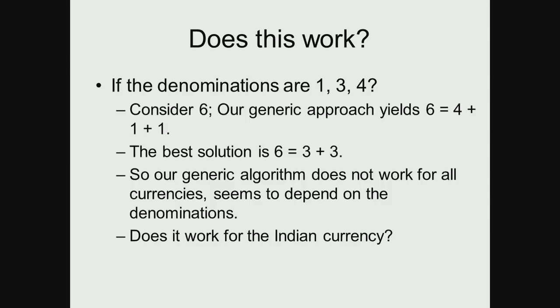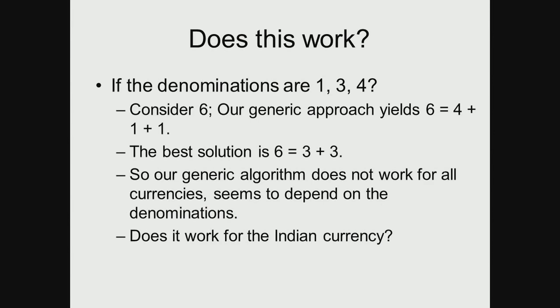Observe that we did our exercise with the Indian currency with a fixed set of denominations. Let us imagine whether this approach will work for any arbitrary set of denominations in some currency. Let us assume that there is a country with currency whose denominations are 1, 3 and 4 respectively, and there is no other denomination. Would our natural generic approach yield the optimum solution?